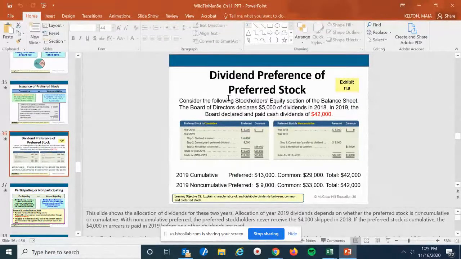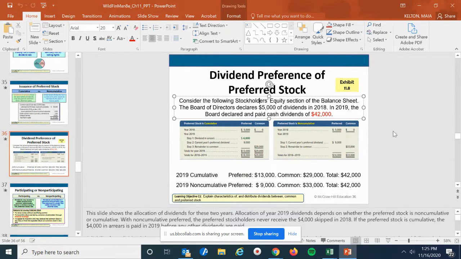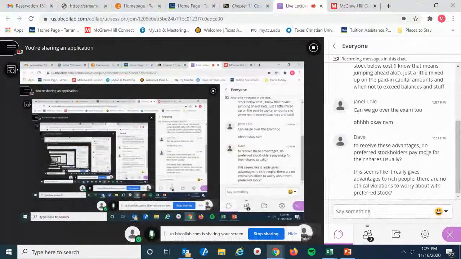So here's an example here. They declared and paid cash dividends of $42,000. See how, and you can barely see it, but right here where it's preferred, they will pay the preferred stockholders first, followed by the common stockholders.